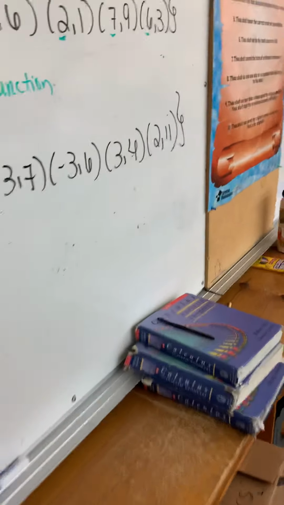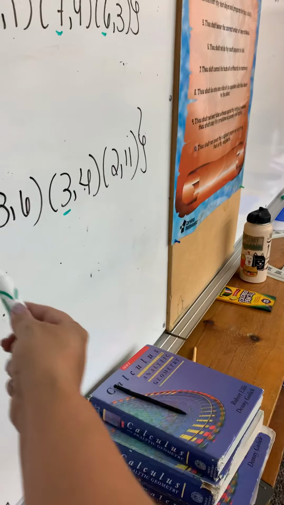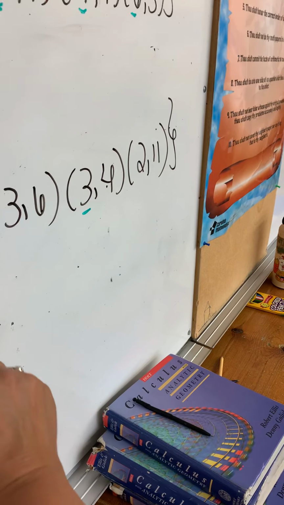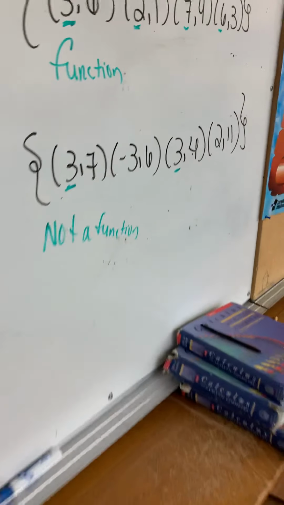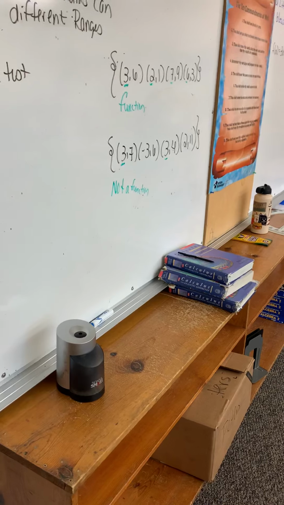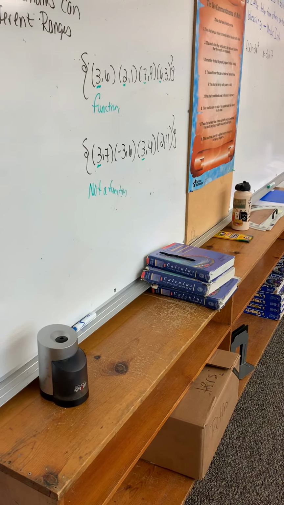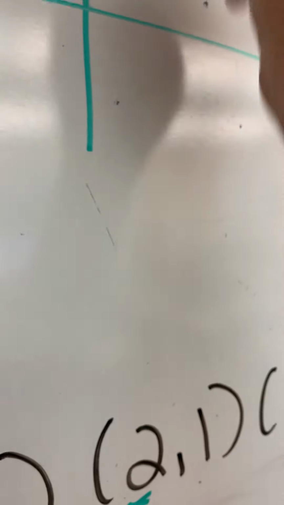If you look at the bottom one, look at these two right here. Two of the same domains, different ranges. That is not a function, okay? So that's what it means by no two domains that are exactly the same can have different ranges, because that would make them lie straight up and down if you look at it graphically.